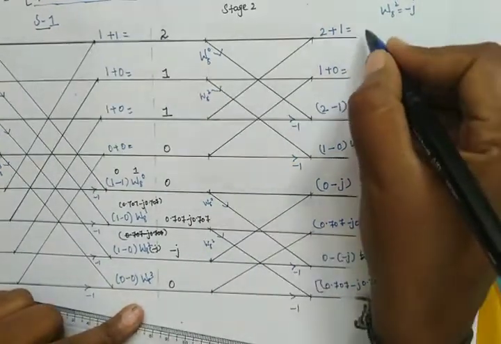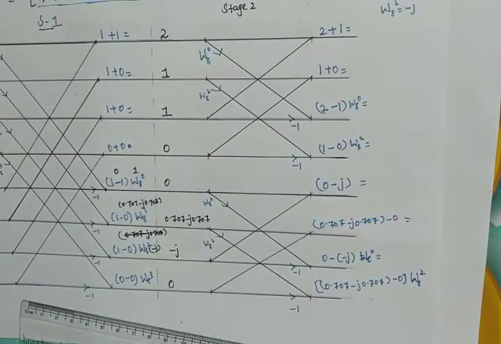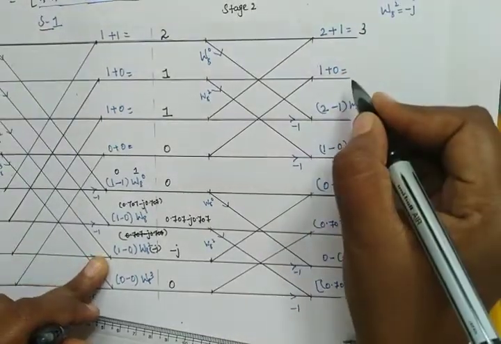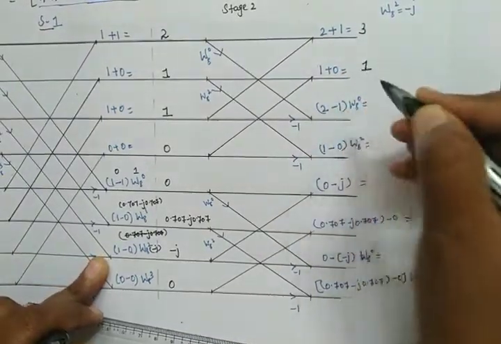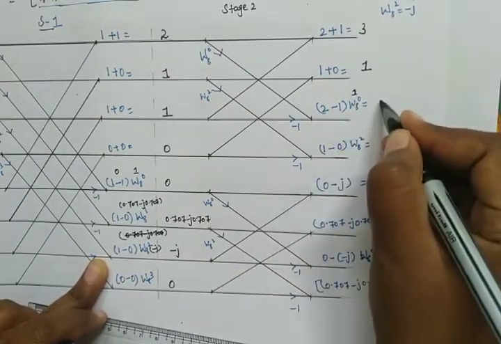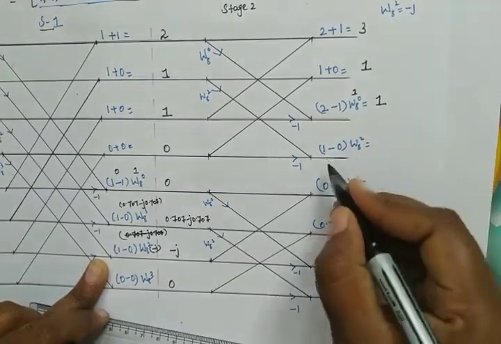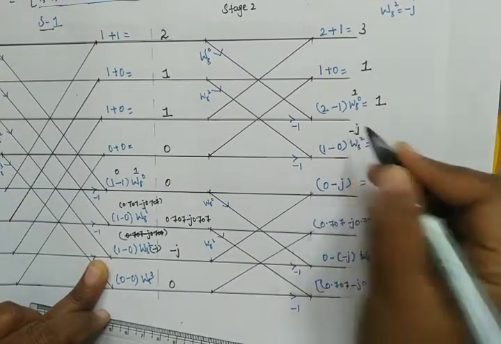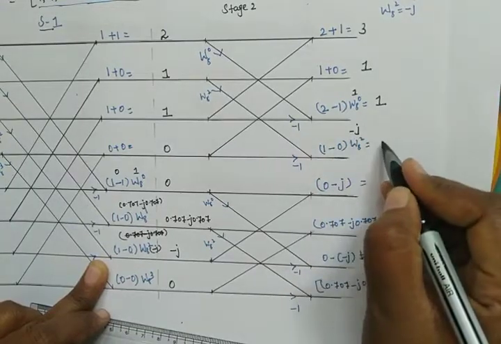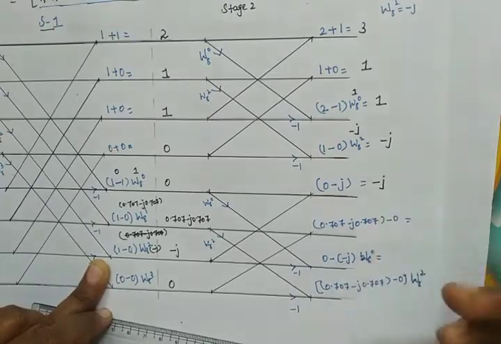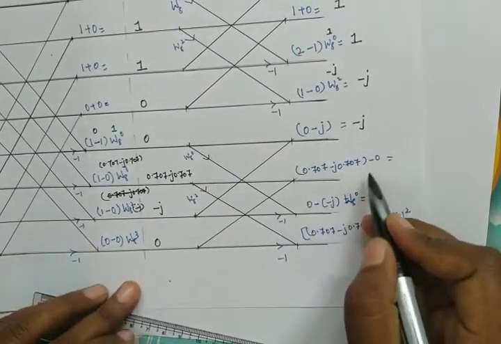Now let us write the answer, which is equal to, so what is this 2 plus 1? So 2 plus 1 is equal to 3. 1 plus 0 will be equal to 1. And here 2 minus 1 into this W8 power 0 is 1. So which is equal to 1. 1 minus 0 into, what is W8 power 2? Which is equal to minus j. So 1 into minus j will be equal to minus j. And here already we have minus j.